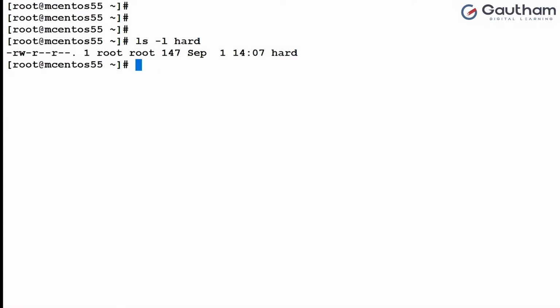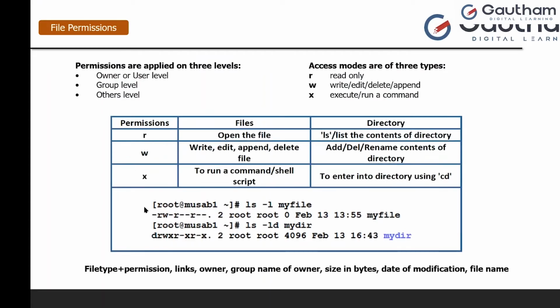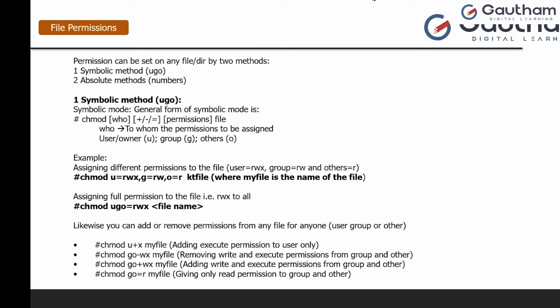Let us say I wanted to change these permissions. To change the permissions, you can use the symbolic method or the absolute method. The symbolic method uses symbols like U for user, G for group, and O for others. So here we use the command chmod to change the permission.